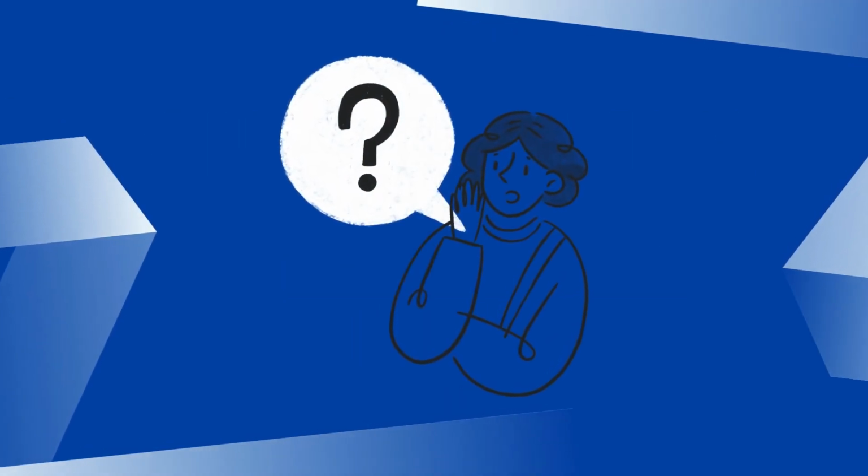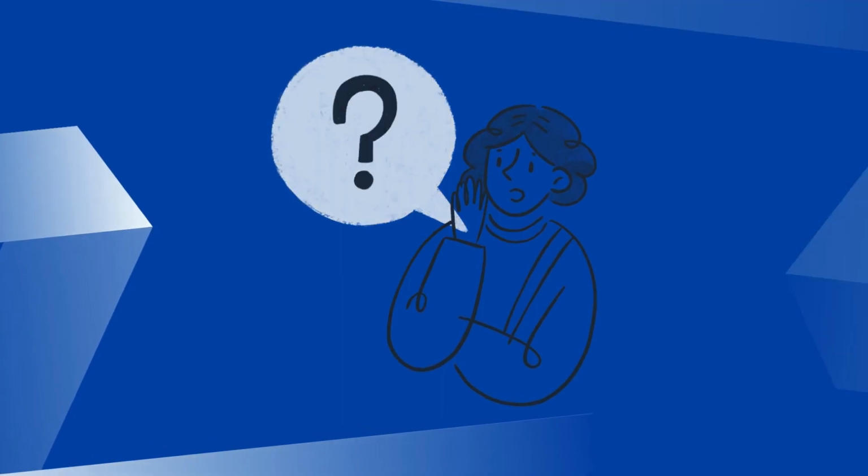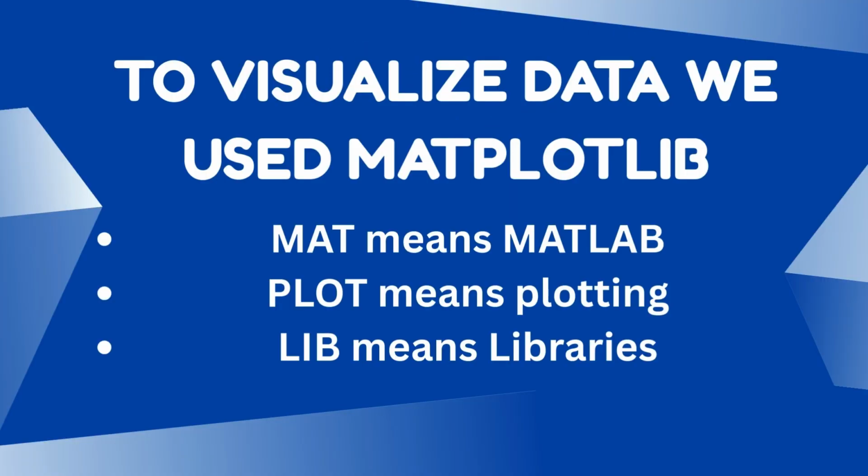So how can we visualize data in Python? To visualize data, we use Matplotlib. The name Matplotlib is derived as follows: mat represents MATLAB, plot means plotting, and lib means library. So it's a MATLAB plotting library. It's not about one function, it has a vast number of functions in it.